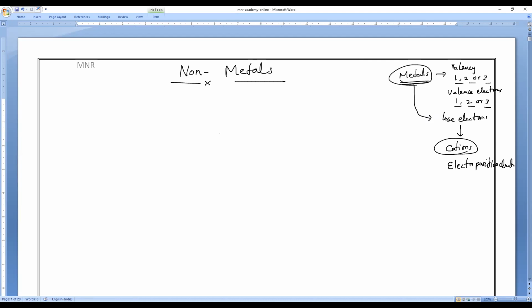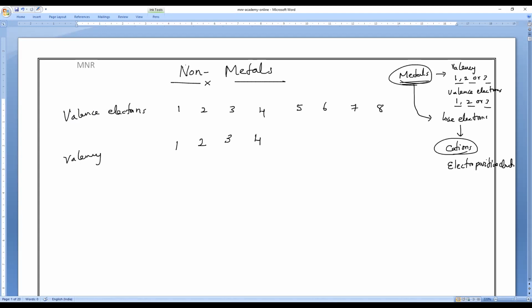So coming to the non-metals, keep in mind, of course, we will again study valence electrons and valency, for your purpose only. So observe very carefully. Valence electrons go like this: 1, 2, 3, 4, 5, 6, 7, 8. If there is one valence electron, valency is also 1. Two valence electrons, valency is also 2. Three valence electrons, valency is also 3. Four valence electrons, valency is 4.